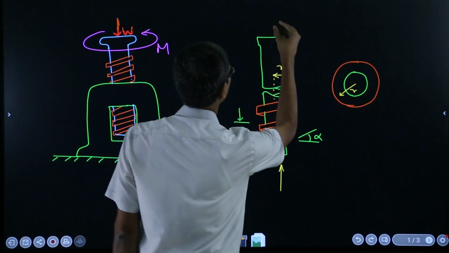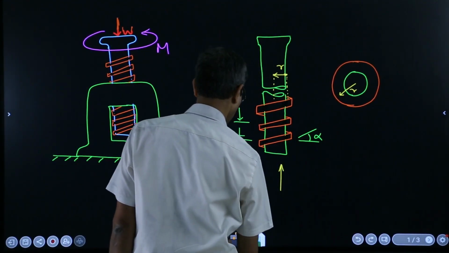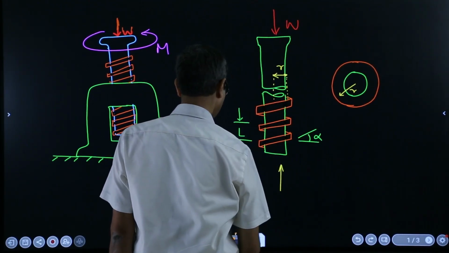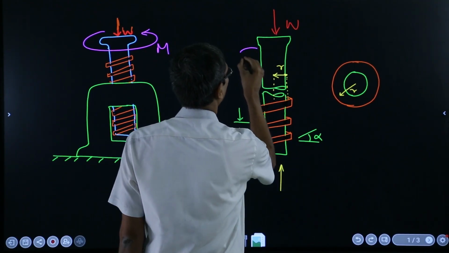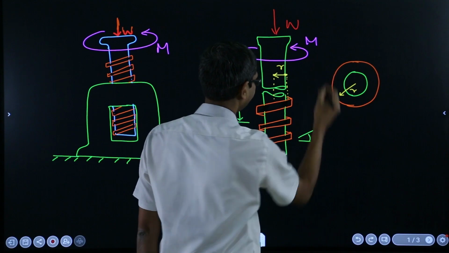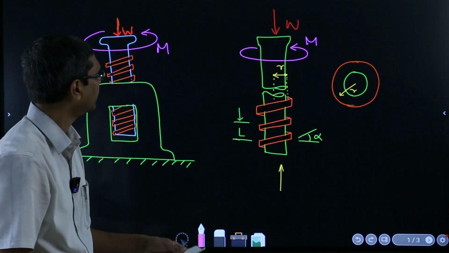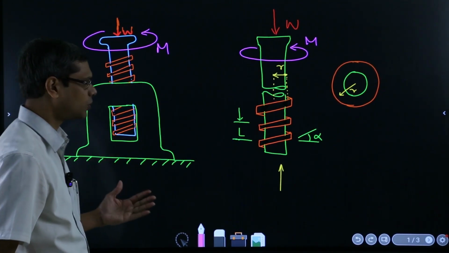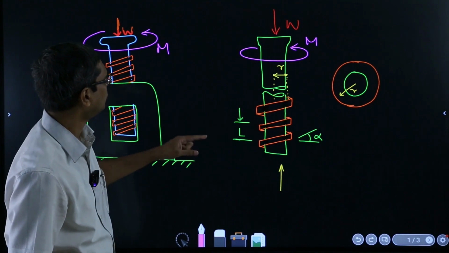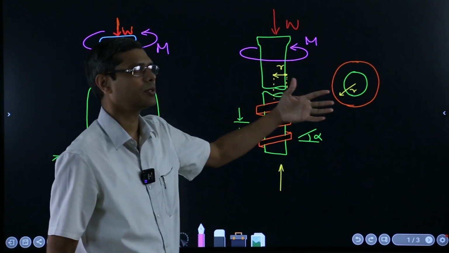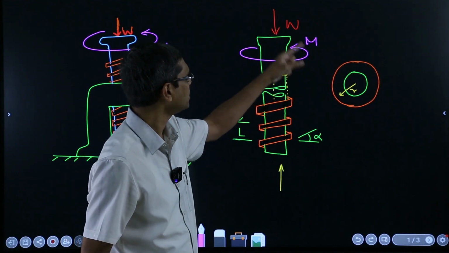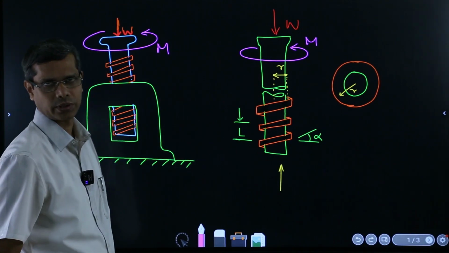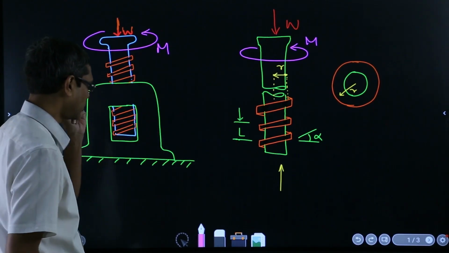So that means the equivalent thing I can show here. So this is W, and we are applying a moment across this, say M. Is that fine? Now, under such condition, we are about to evaluate what is the relationship between this W and this M and the geometrical parameters of the screw thread. So this is the whole thing which we are going to discuss now.